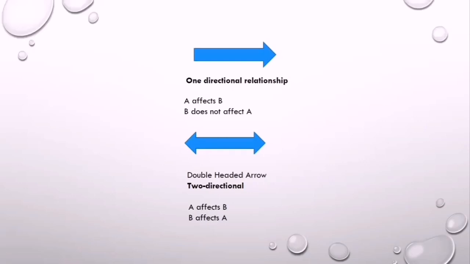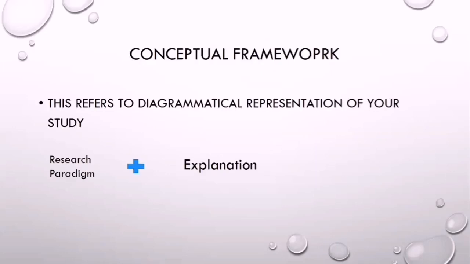Here are examples of relationships. The first one is a single-headed arrow. It shows a one-directional relationship, like A affects B, but B does not affect A. The second is the double-headed arrow. It shows a two-directional relationship. It means A affects B and B affects A.